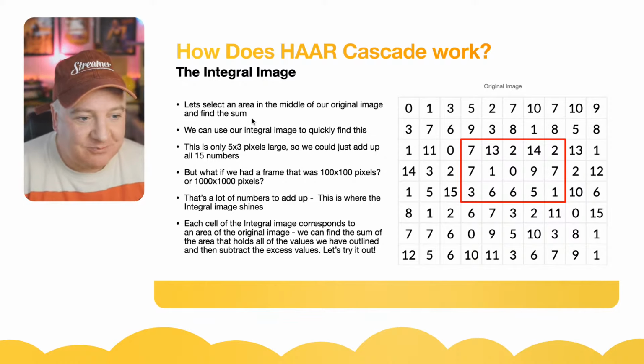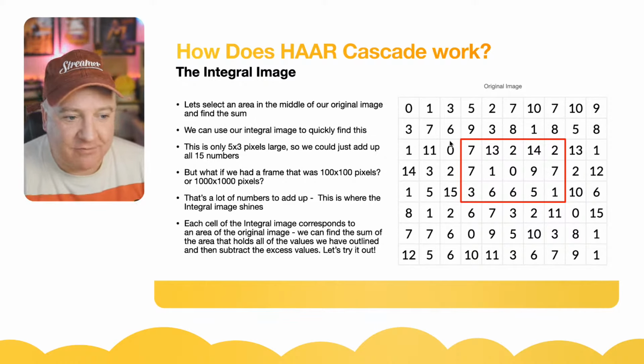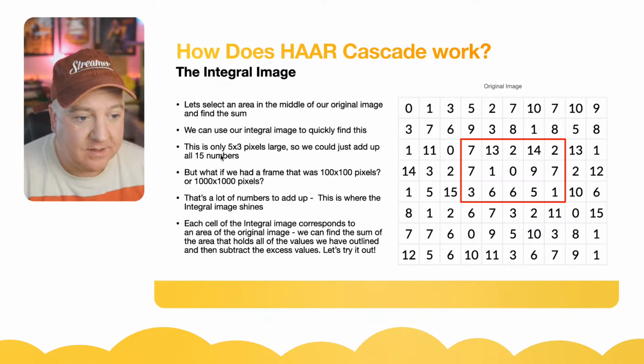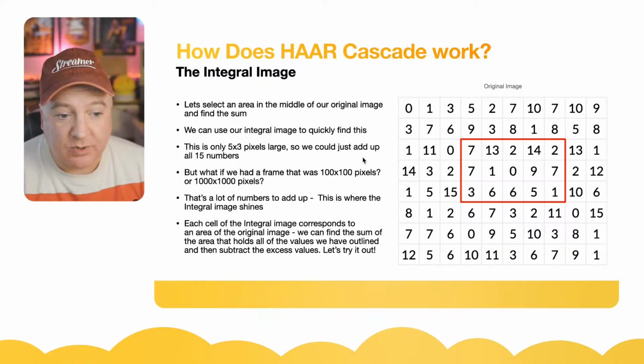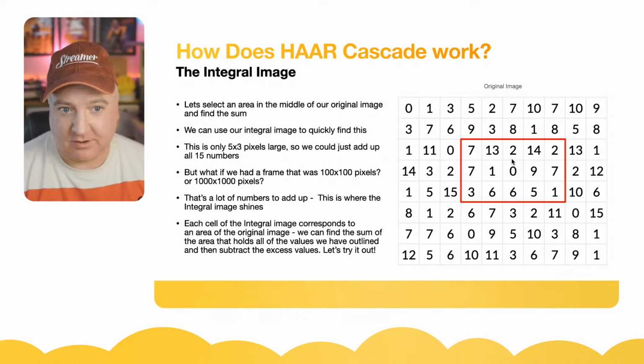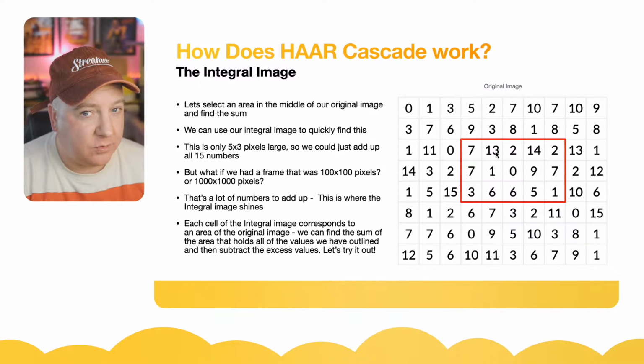So let's just read what it says here. Let's select an area in the middle of our original image and find the sum of all the pixels that are in there. So we've already done the math, we don't need to actually add anything up extra here. So this is only 5 by 3 pixels, but it could be as large. So we could just add up the numbers, all the 15 numbers up. But if this was like 100 by 100 pixels or 1,000 by 1,000 or ad infinitum, that'd be a lot of numbers to add up. And that's where the integral image shines, because we've already done that math already.